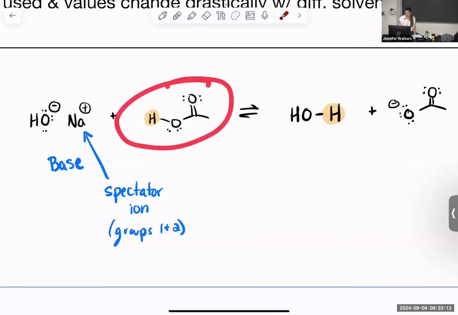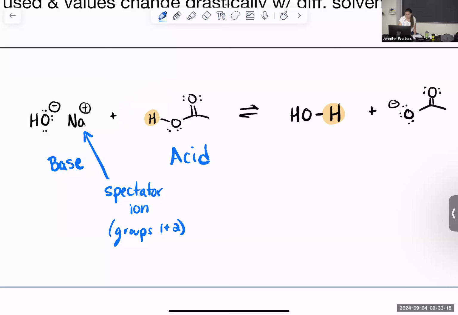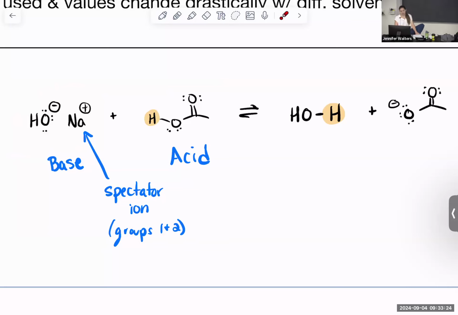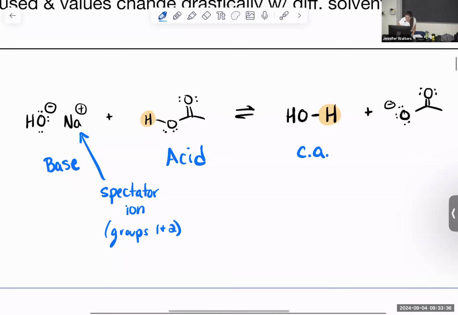So what is the role of that? It's going to be our acid, right? If the hydroxide is our base, then the carboxylic acid, which is that functional group, is going to be our acid. It's the H+ donor. It's the thing that doesn't have the proton in the end. So then water is going to be our conjugate acid. Our carboxylate is going to be our conjugate base.